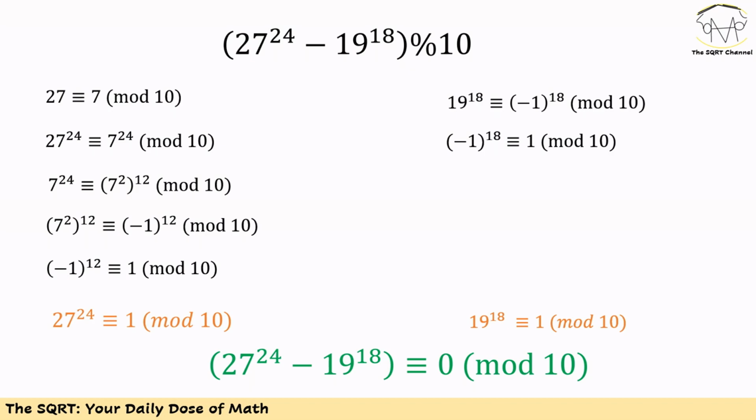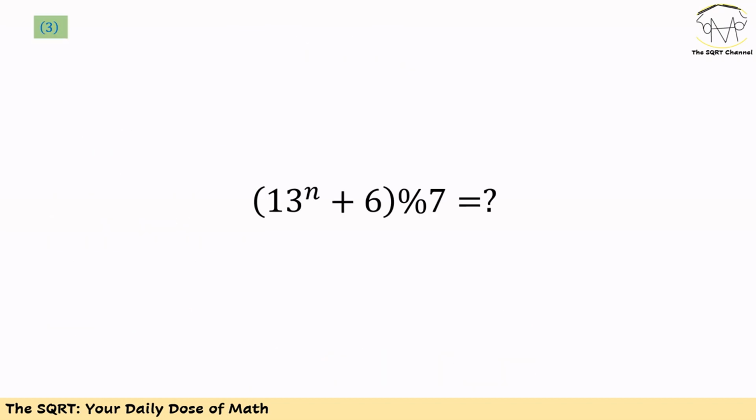So we can say that the rightmost digit for 27 to the power of 24 minus 19 to the power of 18 is going to be 0. We can also say that 10 is the divisor for 27 to the power of 24 minus 19 to the power of 18. Now let's move to the third problem. Here we have 13 to the power of n plus 6. We want to find its remainder if you divide it by 7, and we don't know the value that we have for n.